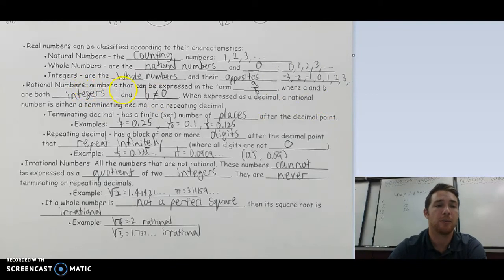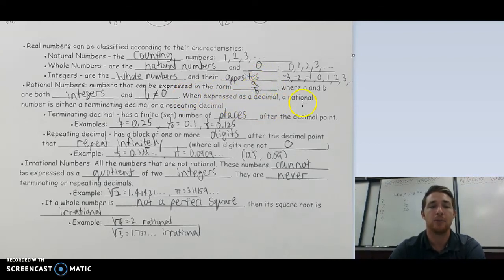So rational numbers, numbers that I could express in the form a over b, where a and b are both integers and b is not 0. Basically what that just means is it can be a fraction as long as both parts of the fraction are your integer numbers. And again, we can't put a 0 on the bottom of the fraction, can't divide by 0, so make sure we don't have that.